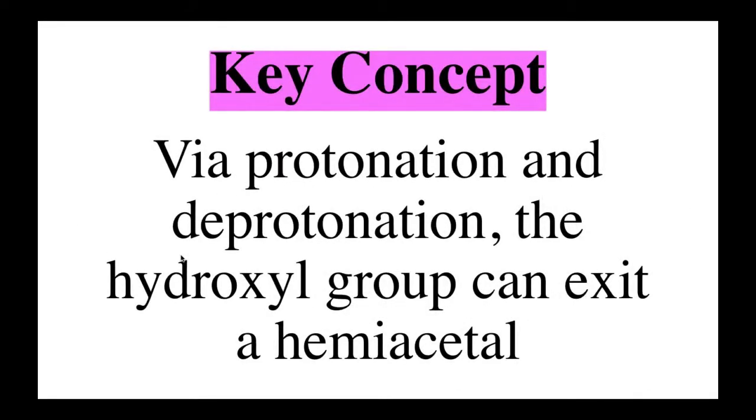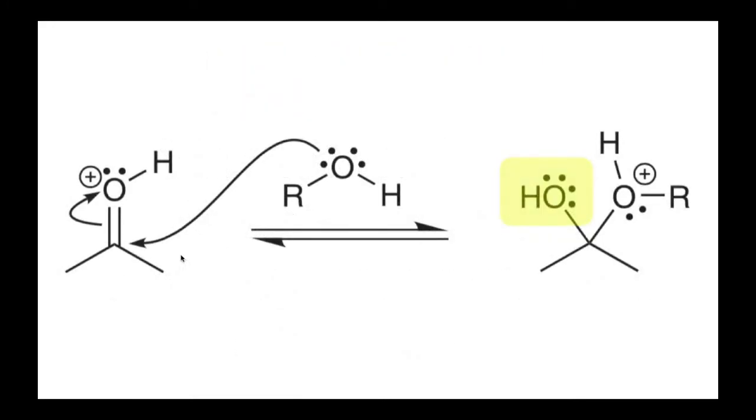So how do we do that? We have to keep protonating and deprotonating. So through protonation and deprotonation, we can get that hydroxide group to exit the hemiacetal, and we can instead form two ethers. So I'll show you. What I want to do is I want this hydroxyl group to leave because I want to have two alkoxy groups. Two alkoxy groups. I don't want to have a diol. If I wanted to have a diol, I would have instead used water. But in this case, I used alcohol because I'm trying to add ether groups. So I'm going to do that now.